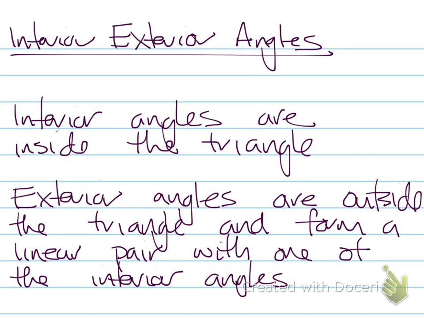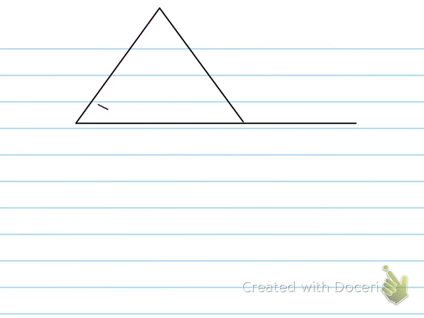In this lesson, we're going to be looking at the exterior angle theorem and how the remote interior angles of a triangle compare to the exterior angle of a triangle. So first, interior angles are all inside of the triangle. Exterior angles are outside of the triangle, and they always form a linear pair with one of the interior angles.